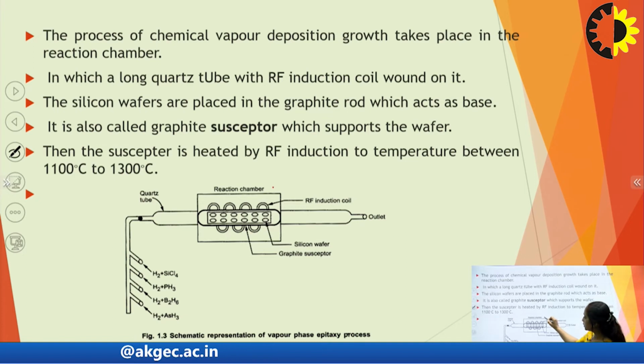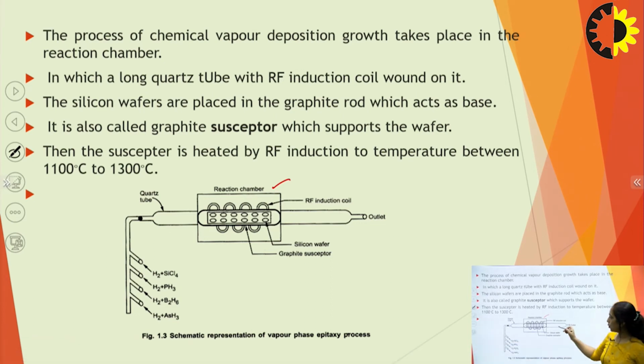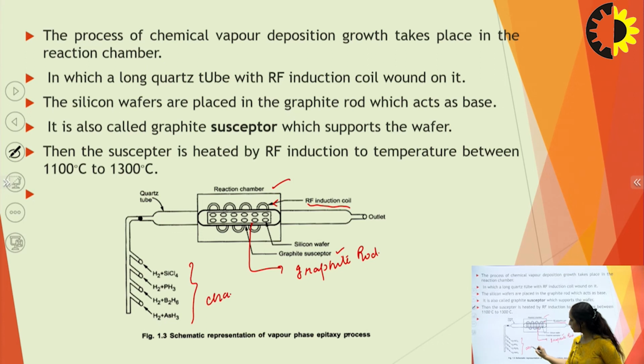So the process of chemical vapor deposition growth takes place in the reaction chamber as shown in the diagram, in which a long quartz tube is wound with an RF induction coil. It is clear from the diagram that we have some RF induction coil, and the silicon wafers are placed on the graphite rod. This is your graphite rod itself. It is also known as graphite susceptor, which is used to provide support to the wafer, and then the susceptor is heated by the RF induction to a temperature between 1100 degree C to 1300 degree C, and it is shown from these channels. Some compounds are passed so that doping concentration can be changed.